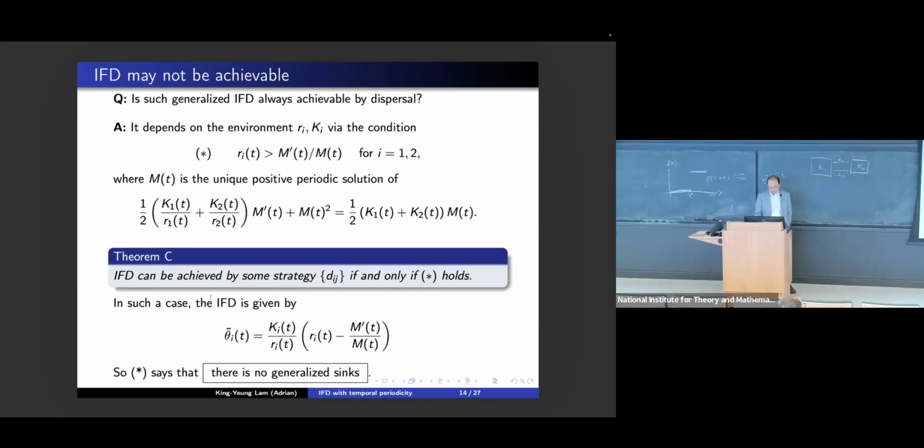The intuition behind this is that, given r_i and K_i, the ideal free distribution is given by this expression. And so the requirement r_i bigger than m prime over m is equivalent to saying the environment has no generalized sink. So even though K_i and r_i are positive and there are no negative growth rate patches, there can be generalized sinks.